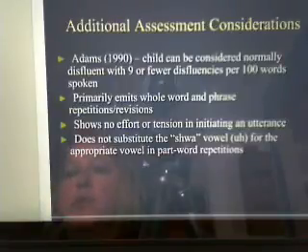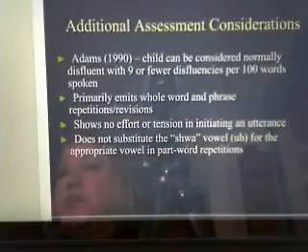So the example would be if a child was trying to say the word basket, then if they were stuttering at the beginning part of the word, it would sound like "buh-buh-buh-basket." So I'm inserting that sound and repeating the initial consonant several times before I'm able to actually get the whole word out.